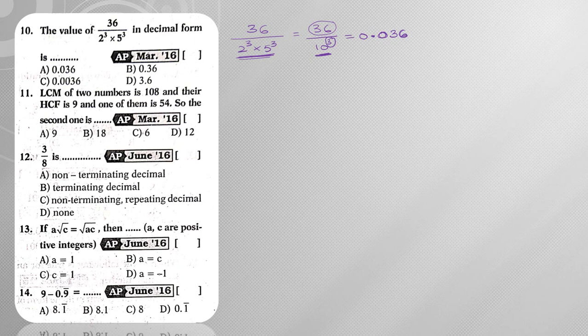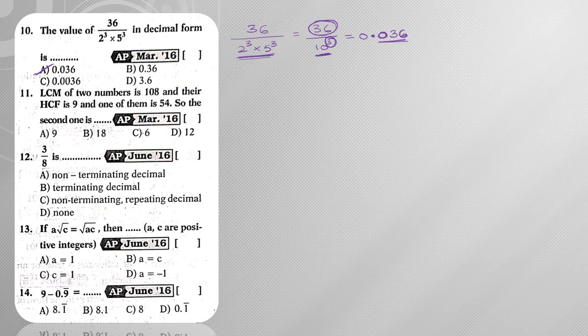Next, after that, here the power is 3. So since the power is 3, after the decimal point we should have 3 decimal place values. But in the numerator, if you observe, we have only a 2-digit number. If you want to make it a 3-digit one, we need to add 1 zero in the front. So the answer is 0.036. Option A is my answer.